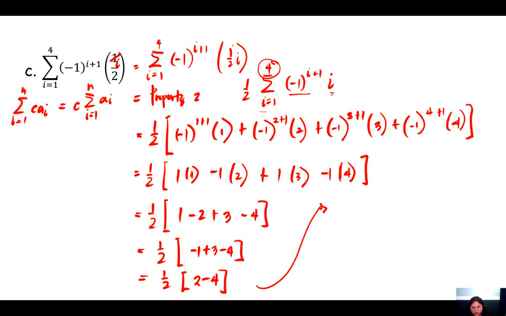Okay, let's just continue here. We have 1 half parenthesis. 2 minus 4 is negative 2. Okay, so this one is over 1. So this is 1, negative 1. Okay, so the answer is negative 1. Okay, so our final answer is negative 1. Okay. This is kind of confusing, class, pero madali siya, class. Kailangan alam nyo lang kung anong property yung pwede nyong i-apply.